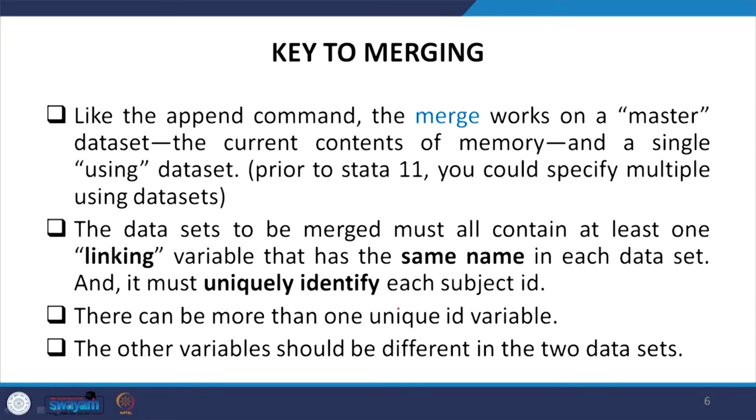So not variable, it is block. There can be more than one unique ID variable as well; just one ID variable may not be representing the entire blocks of information. So a combination of variables may actually define that, representing the entire blocks of information given in the data. We will guide you, please wait for a couple of minutes, you will have those slides in operation. The other variables should be different in the two data sets.